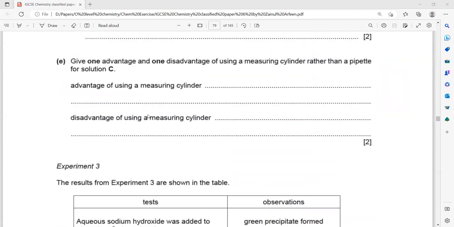Then give one advantage and one disadvantage of using a measuring cylinder rather than a pipette for 50 cm cube. What is the advantage? It can measure a range, up to 100 cubic centimeter, but the pipette cannot measure a range. The best advantage of using a measuring cylinder is that you can transfer the solution quickly, faster. But it is inaccurate. And the disadvantage is that it is inaccurate.